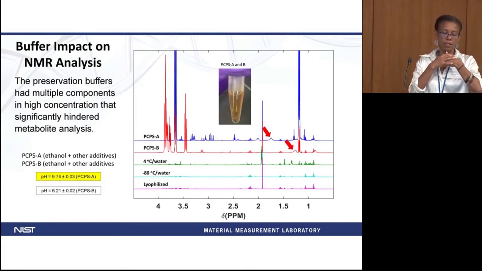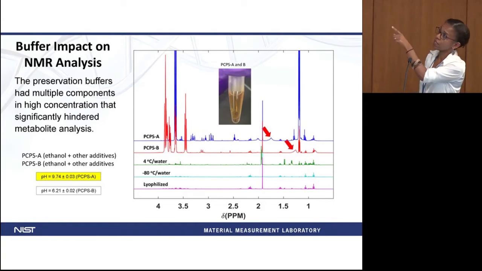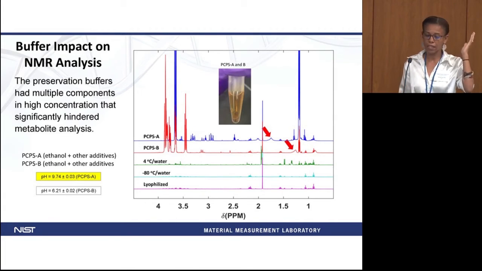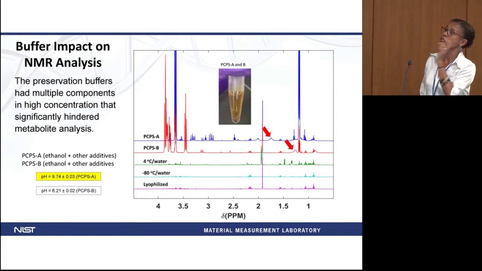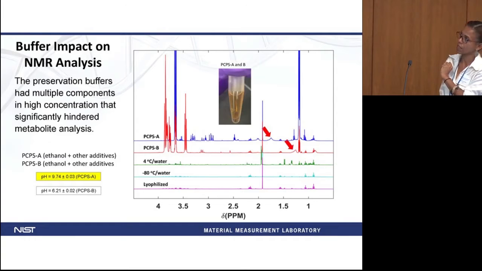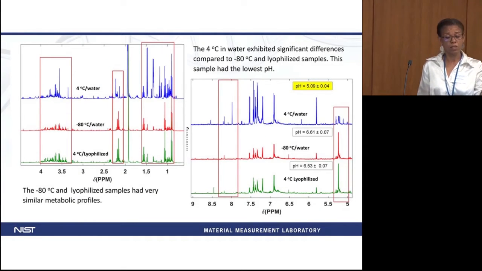Going to the results, the main thing that I noticed was the impact of the buffers. The preservation buffers had multiple components in high concentration that significantly hinder the metabolite analysis. It's these first two over there. They have ethanol and other things in there. In addition, buffer A had a pH of 9.74, and the other one was about 6.2. I also noticed that the samples with the buffers were the ones that had the broad peaks, only these two samples.